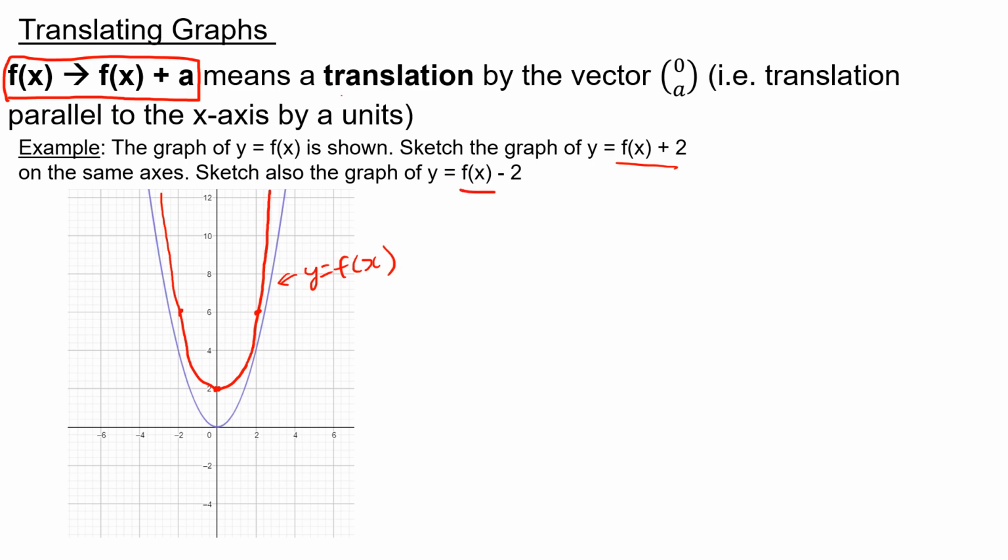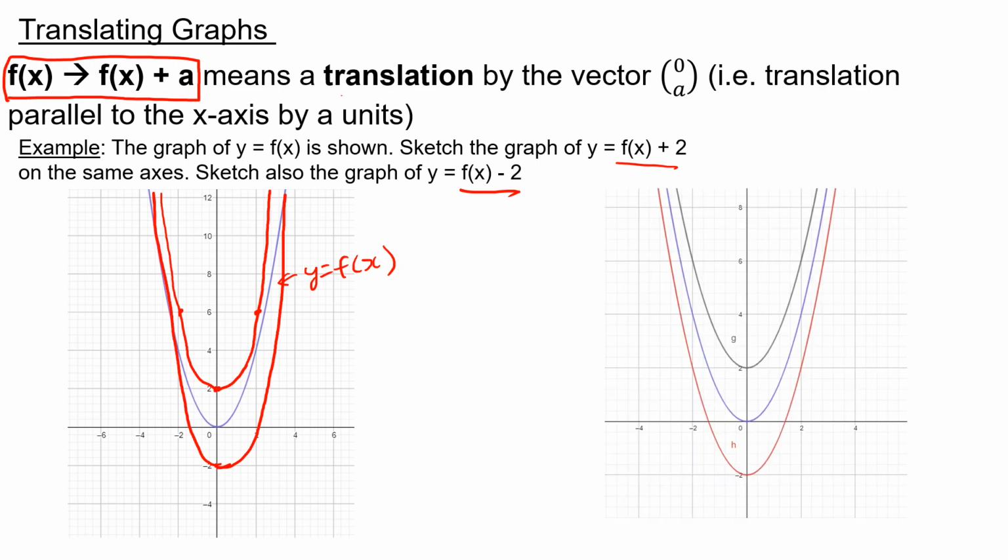Similarly, f of x minus 2 will mean shifting the graph down by 2 units. So again, we don't want to change the shape of the graph, but we want to notice that it will be shifted down by 2 units. I've done a slightly neater sketch here, or neater picture here. We can see this is f of x plus 2, and then the one which is shifted down by 2 units is f of x minus 2.